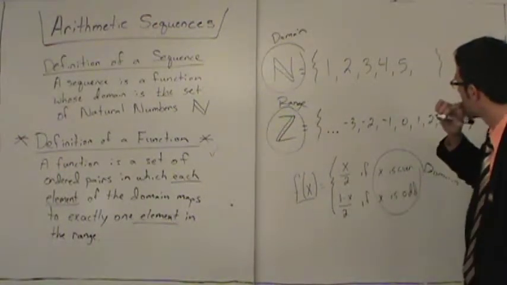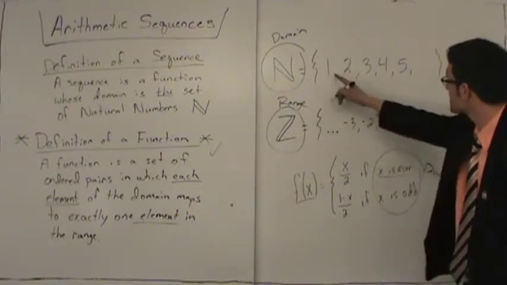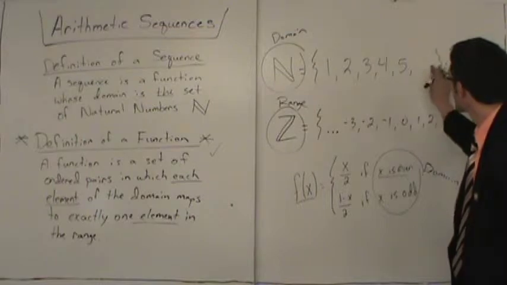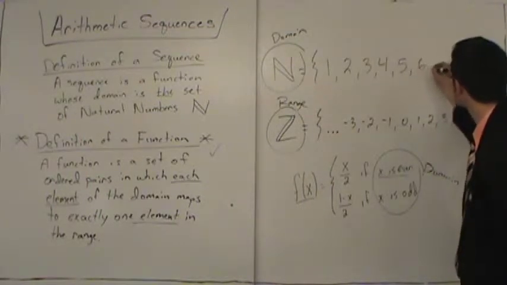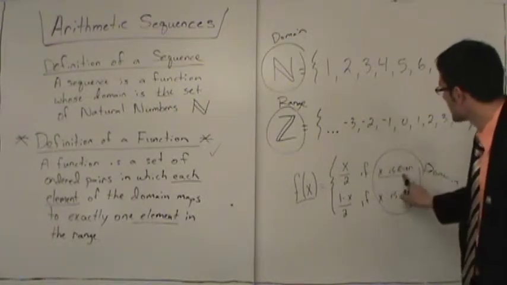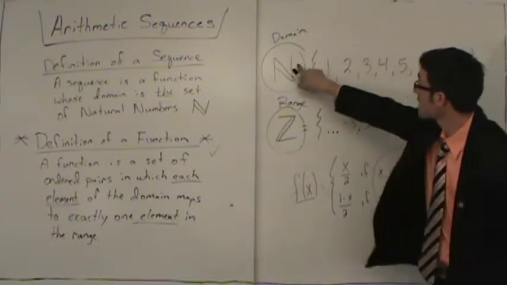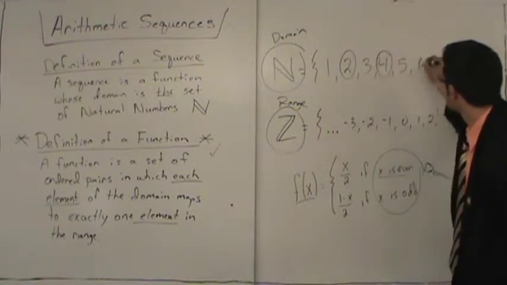So we're going to start with x is even. Notice this is our domain. What are the even numbers in the set of, here, let me just write this out a little more. 5, 6, 7, ... Okay, so we're going to look at the even numbers in the domain. Again, our domain is the natural numbers. So we're looking at the even numbers, 2, 4, 6.